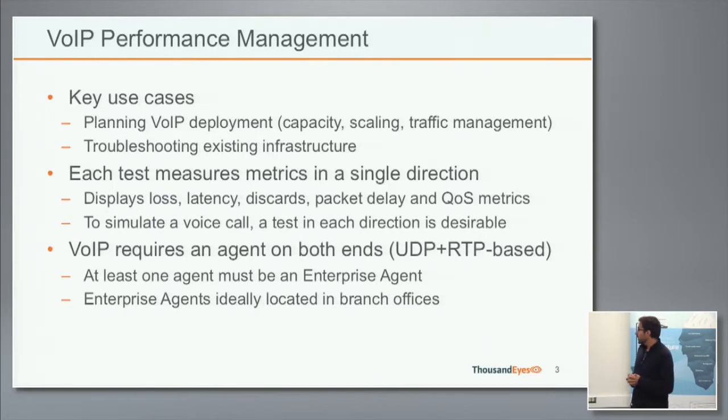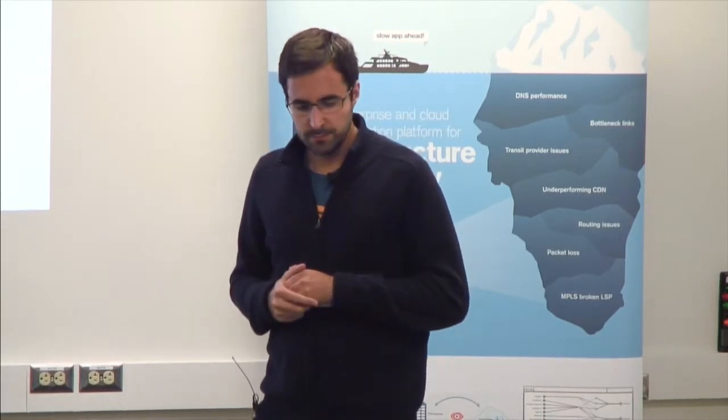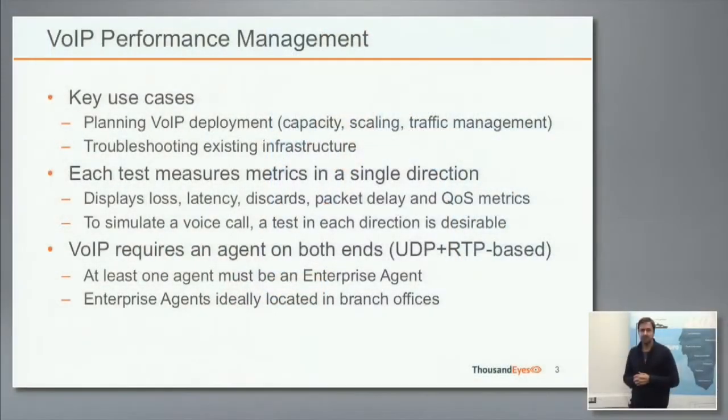We do require agents on both sides. It's different from the other network tests, where we don't require the cooperation of the server, basically because these are UDP and RTP based connections. We require that in each one of these tests, at least one of the agents is an enterprise agent. Ideally you want to locate these agents within your branch offices.